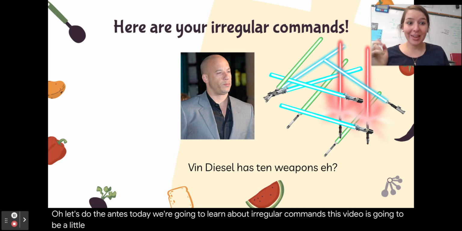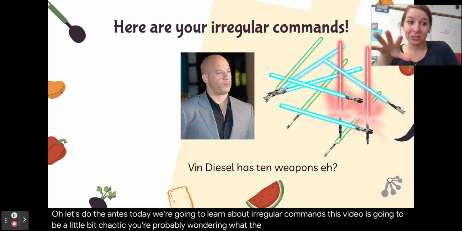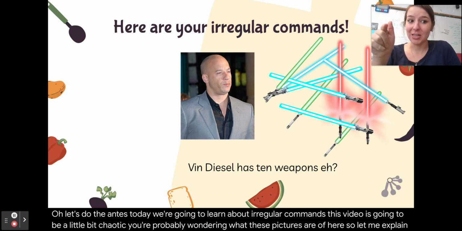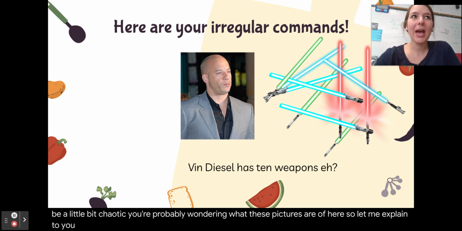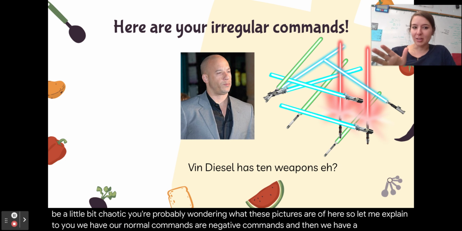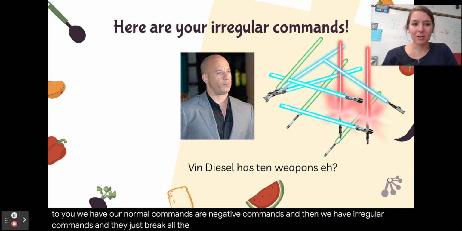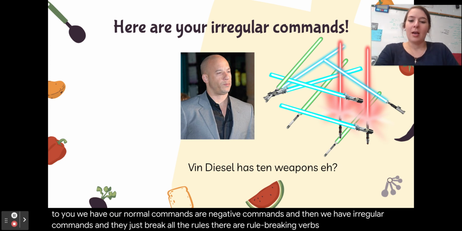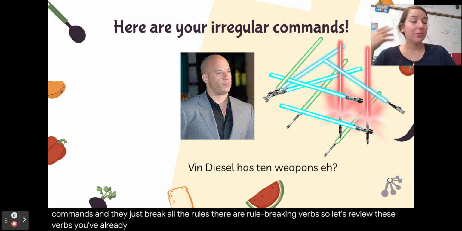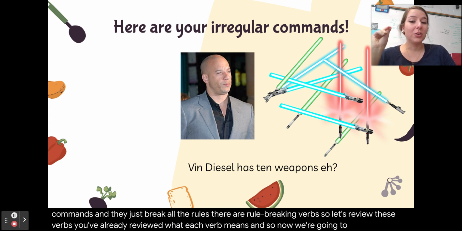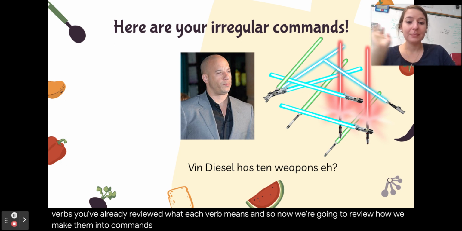This video is going to be a little bit chaotic. You're probably wondering what these pictures are up here, so let me explain to you. We have our normal commands, our negative commands, and then we have irregular commands, and they just break all the rules. There are rule-breaking verbs. So, let's review these verbs. You've already reviewed what each verb means, and so now we're going to review how we make them into commands.